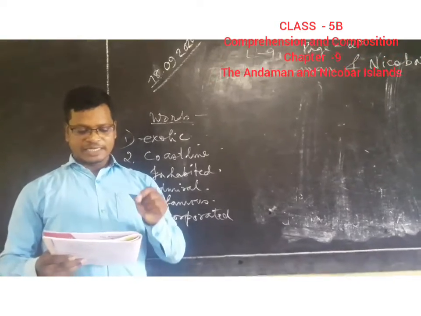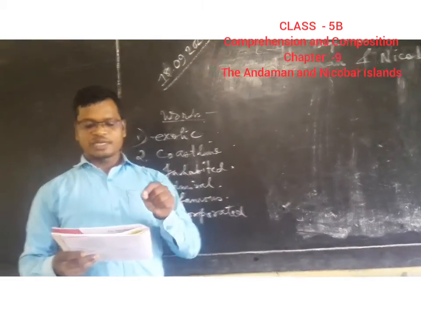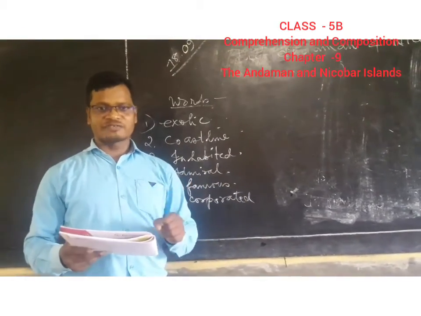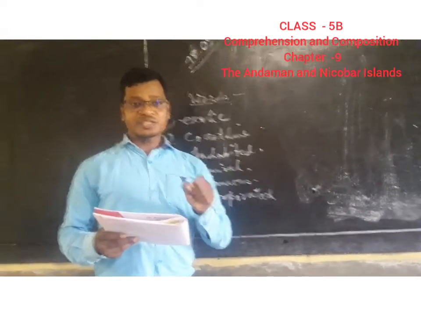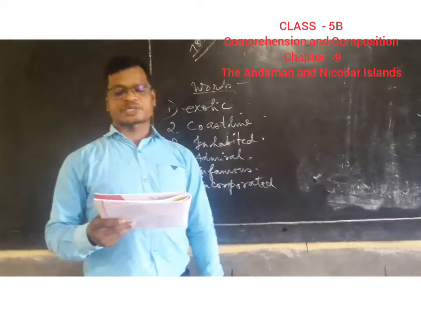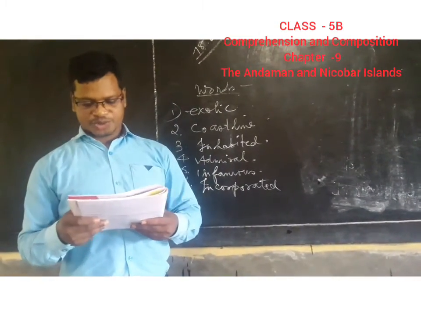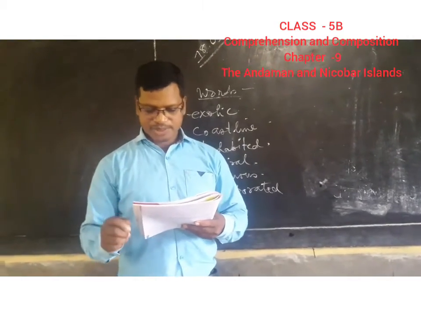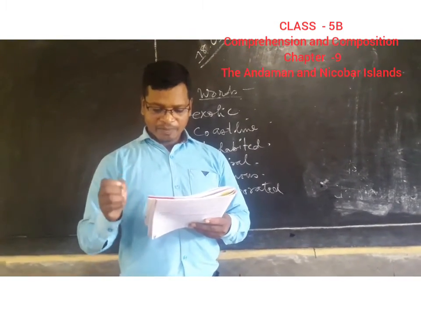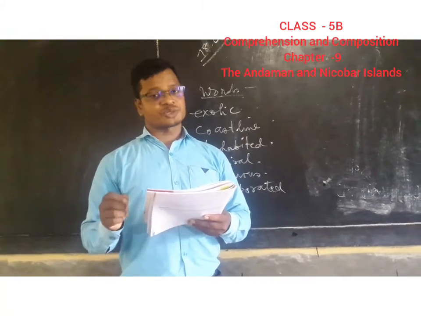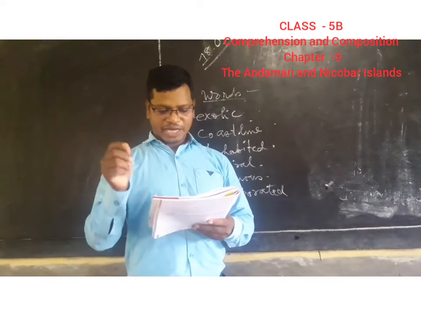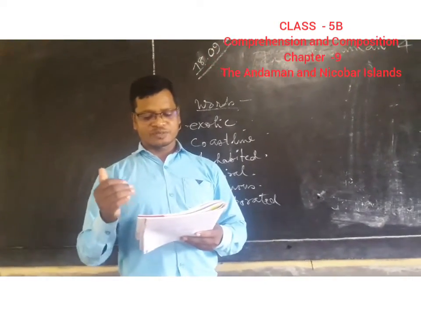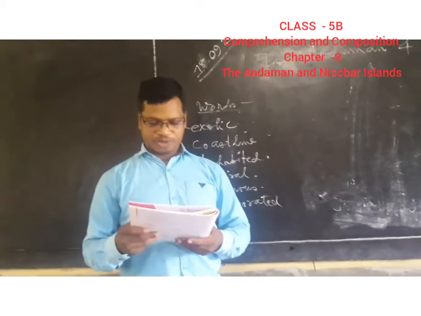Of the total land area, if you consider the whole thing as 100, out of 100, 92% of the land is covered with rainforests. So what are rainforests? Rainforests are forests characterized by high and continuous rainfall. So 92% of the land is covered with the rainforests.